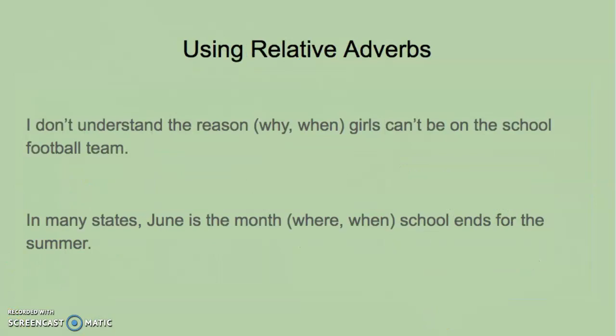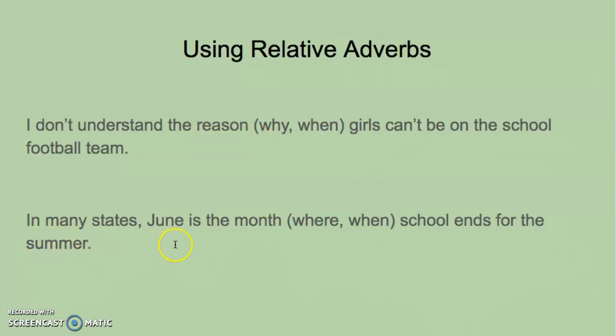So let's look at these 2 sentences. We need to be able to choose why or when in the first sentence to see which one makes more sense. I don't understand the reason why girls can't be on the football team. Or I don't understand the reason when girls can't be on the school football team. Obviously, our answer here would be why. What is why referring to? It is giving more information on the reason.